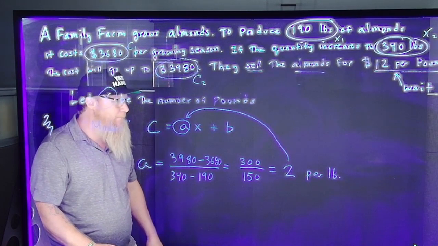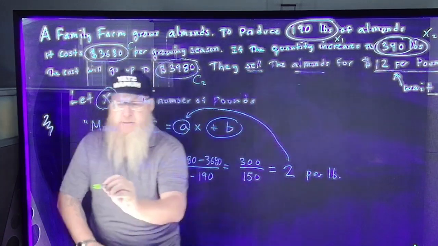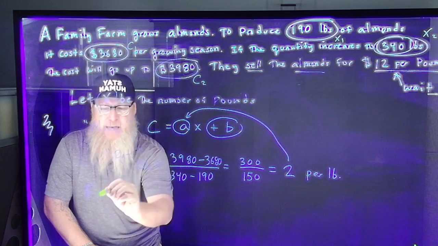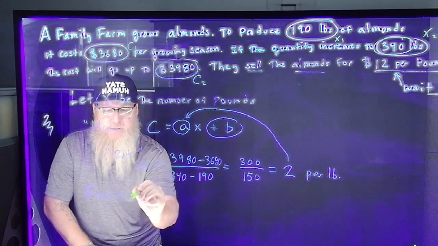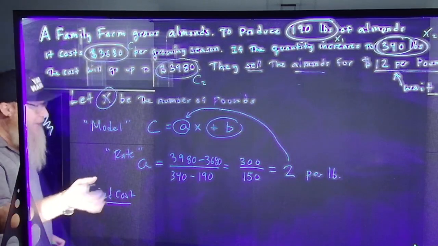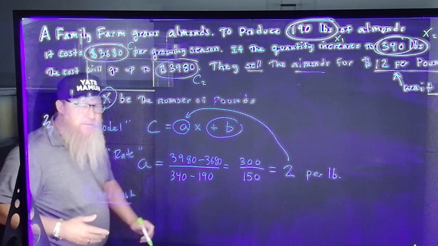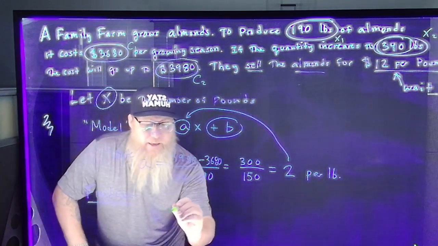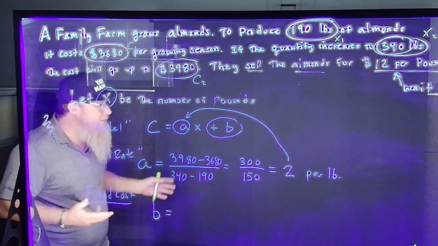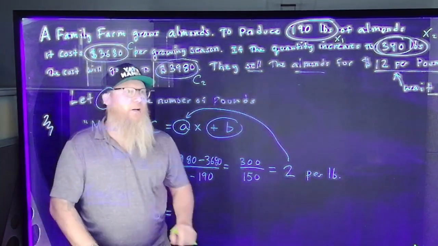All right. The next thing we need to do is find the fixed cost. So this is our rate per pound. Now we need to find the fixed cost, sometimes referred to as overhead. It's the price of the labor and the rent. You've got to pay the rent, other things like that. Things that are fixed. Even if you have a terrible season and the almonds don't grow, you still have to pay the rent. So that's the fixed cost.